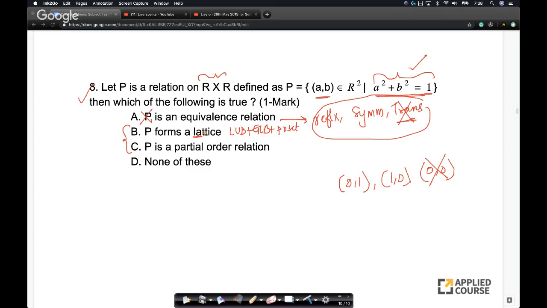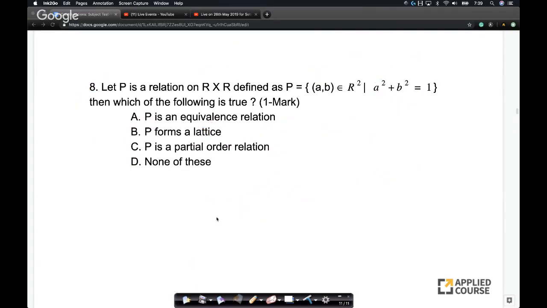Now, before we go to lattice, let's look at partial order relation. What is a partial order relation? A partial order relation has to be reflexive, anti-symmetric, right? It has to satisfy anti-symmetry, but also transitivity. We just saw that this relation does not satisfy transitivity, which means it's not even a partial order. If it's not a partial order, it cannot be a lattice, right? Because a lattice is basically a poset with both LUB and GLB, right? So it's not a lattice. So none of the above is the right answer here. So transitivity is the key, and coming up with this example was the key in solving this problem. But it was actually fairly straightforward to come up with this.